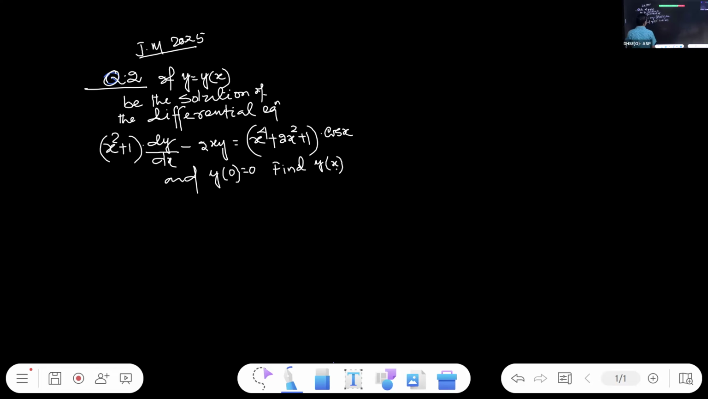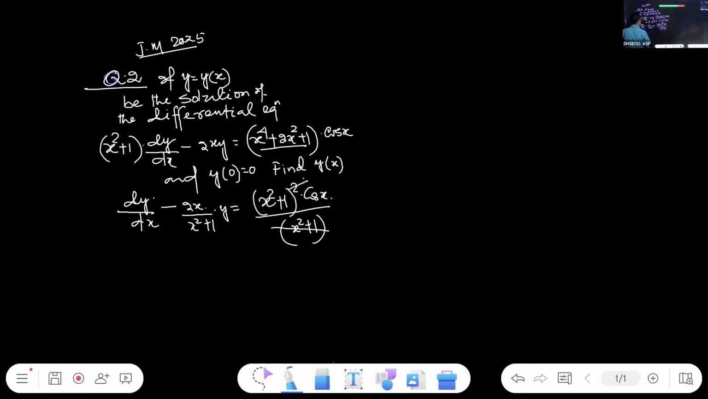So first check whether the equation is in the form of dy upon dx plus py is equal to q. Here the equation is not in that form. In the linear differential equation form, the coefficient of dy upon dx should be equal to 1. Here the coefficient is x square plus 1. Now divide both sides of the equation by x square plus 1. So the equation will be dy upon dx minus 2x upon x square plus 1 into y equals x square plus 1 whole square into cos x upon x square plus 1. So x square plus 1 cancels, right?